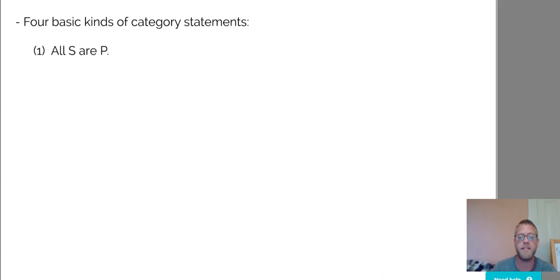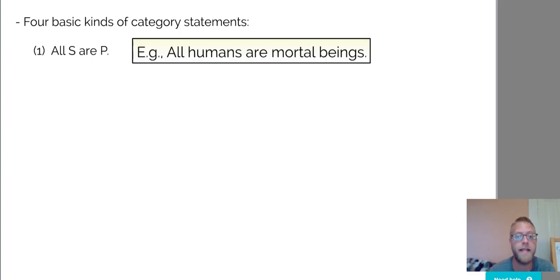You can have a statement of the form all S are P. So for example, all humans are mortal beings.